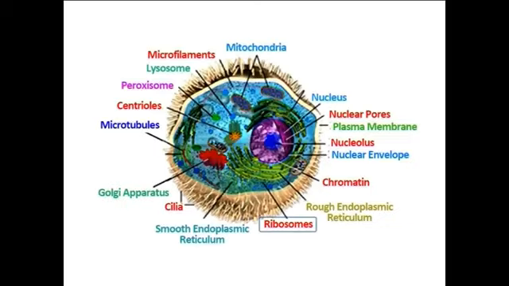The next structure are the ribosomes. Eukaryotic cells contain two types of ribosomes. 80S ribosomes are present in the rough endoplasmic reticulum as membrane-bound ribosomes and in the cytoplasm as free ribosomes, while the 70S ribosomes are present in mitochondria and chloroplasts.